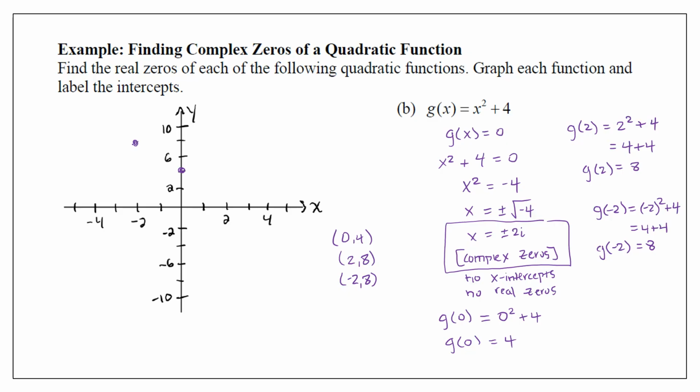Get this point right here, and (2, 8), this point right here. And then I can connect my dots. And then label. So this would be (0, 4), (2, 8), (negative 2, 8). All right.